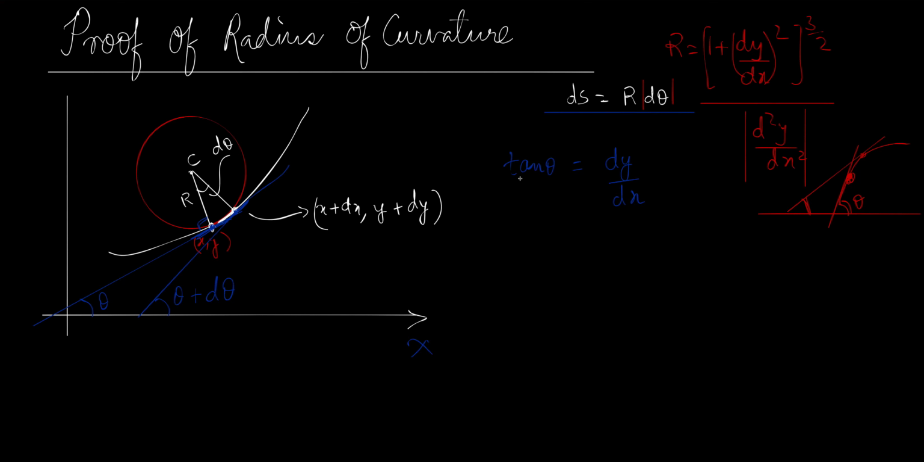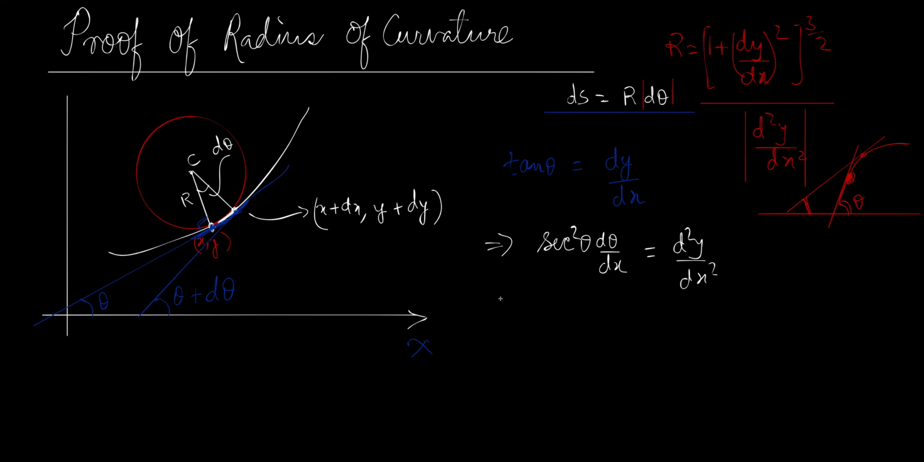So we can differentiate it. Why am I differentiating? Because you can see in this formula we have something, 1 plus (dy/dx) whole squared, 1 plus tan squared theta. So if you differentiate with respect to x on both sides, you will get sec squared theta times d theta over dx is equal to the second derivative, which is d2y over dx squared.